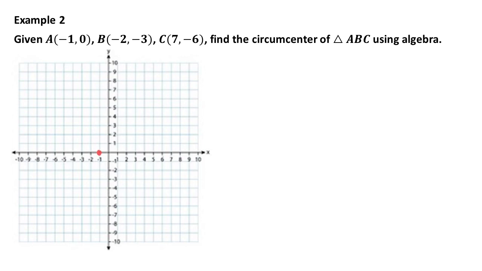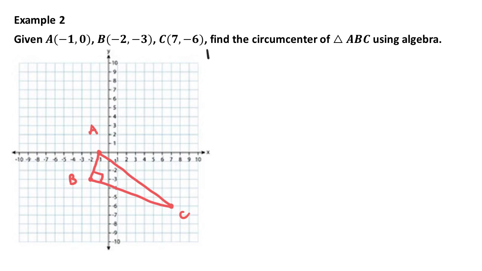Negative 1, 0, negative 2, negative 3, 7, negative 6. That is A, B, C. Looks like we have a right triangle, but that won't help us here. AB is not vertical, BC is not horizontal, so we have to do quite a bit of work.